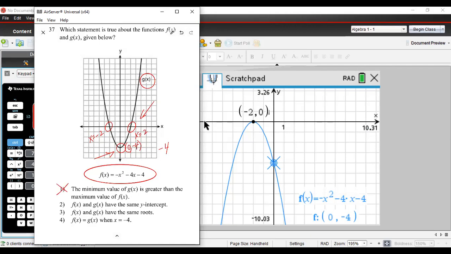Now let's look at another one. It says f of x and g of x have the same y-intercept. Well, the y-intercept for this one is 0 and -4. The y-intercept for this one is also 0 and -4. That's our answer. We don't have to check anything else. This one is true, because that's where it crosses the y-axis, and this one is also 0 and -4. I found it using menu 5, 1. So the answer for this one is 2. I don't have to check the other stuff. I'm done.